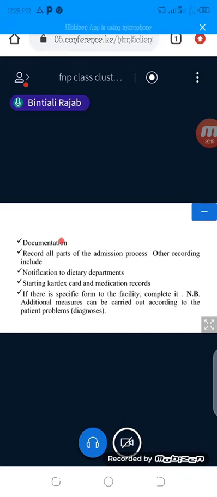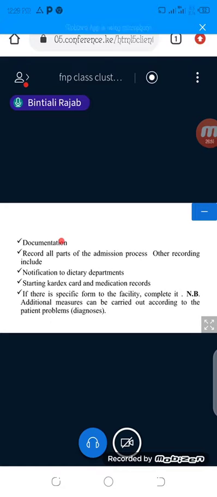Notify the dietary department. Now you have done your baseline assessment. Umeshafanya history. Umeshafanya physical examination. Umechukua vital signs of the patient. Patient amebadilisha nguo. You have given the patient a bed. You have oriented the patient. You've shown the patient where the toilet is, where the bathroom is, where the bell to call for help is. You have oriented the patient with the other patients and the nurses.